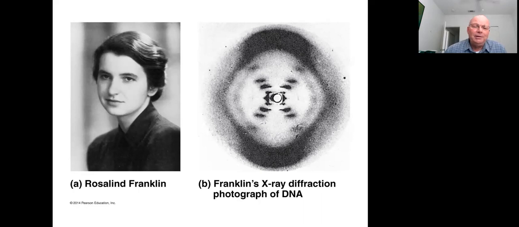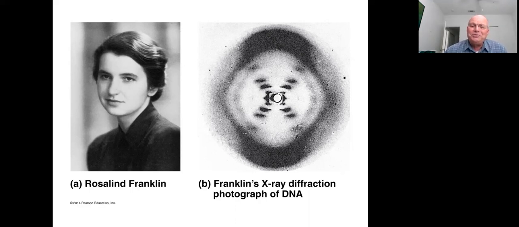So when Watson came down to visit Wilkins, they were talking, and unbeknownst to Franklin, Watson and Crick were starting to work on the structure of DNA again. And Wilkins knew about Franklin's picture, and he showed it to Watson while Franklin was on vacation.